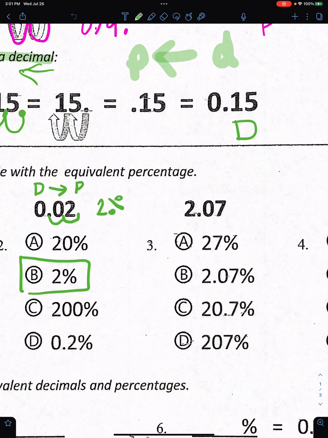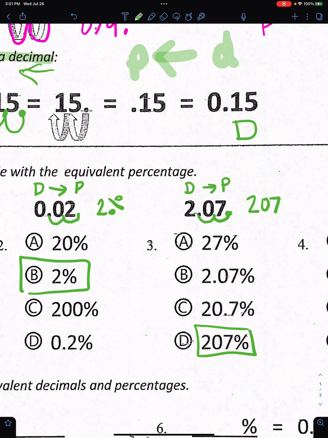Now it works. Good. That is a decimal to percent, so it's alphabetical. It is moving forward, D to P, A, B, C, D, E, F. It's moving forward. So I move that decimal 2 places forward. It goes right there, which changes 2.07 to 207%.